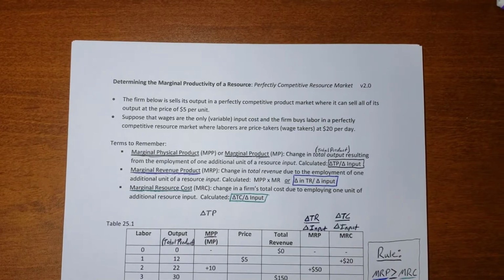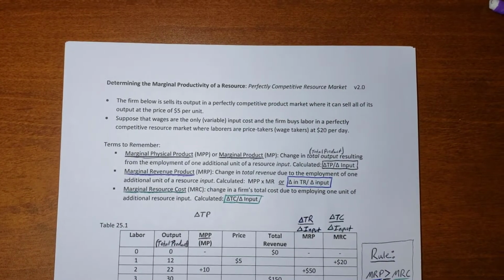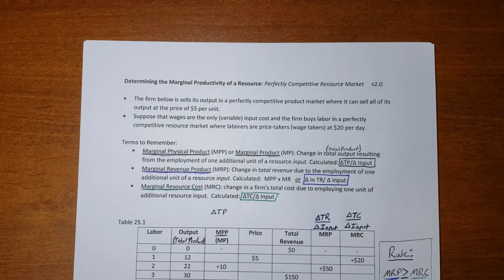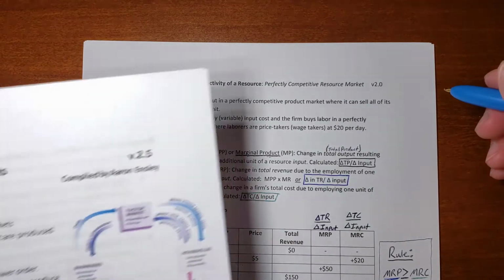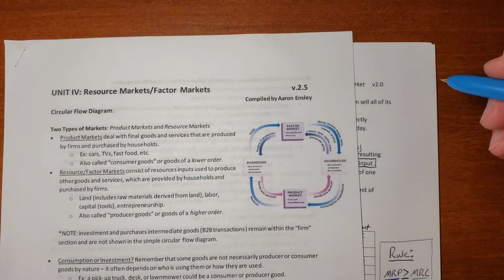In this video, I'm going to talk about determining the marginal productivity of a resource, and specifically, we're going to be talking about a perfectly competitive resource market. First thing to know is what the heck is a resource market? A resource market is the market for productive resources. So think of a resource input such as steel or labor. These are things that firms will buy and will demand in order to produce their products.